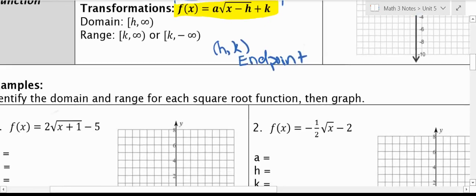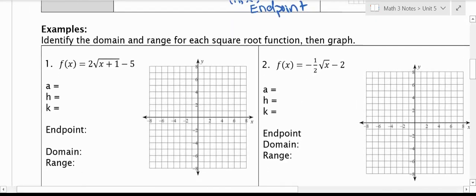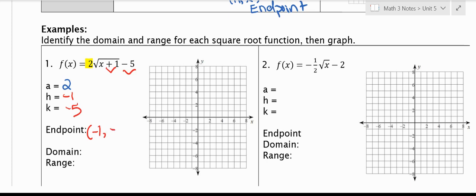So for our square root function, graphing it, we're going to first identify our a, h, and k. So our a value is a 2. That's what's in front. Our h is the opposite of what's underneath that radical, so that's negative 1. And then our k is a negative 5. So our endpoint is going to be (-1, -5). So if I plot (-1, -5), it's going to be in quadrant 3.